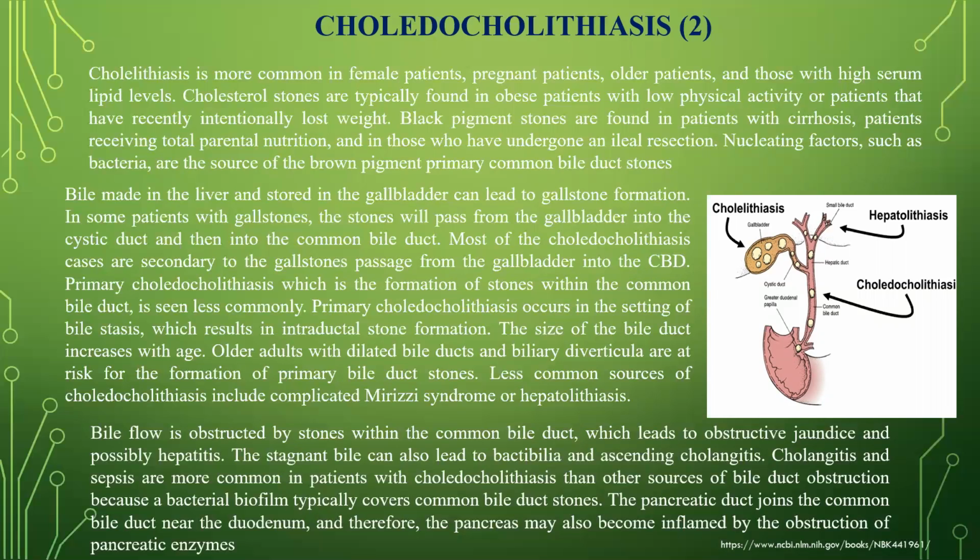Bile made in the liver and stored in the gallbladder can lead to gallstone formation, and in some patients with gallstones, the stone will pass from the gallbladder to the cystic duct and then to the common bile duct. Most cases of choledocholithiasis are secondary to the gallstone passage from the gallbladder to the common bile duct. Primary choledocholithiasis, which is the formation of the stone within the common bile duct, is seen less commonly and occurs in the setting of bile stasis, which results in stone formation.